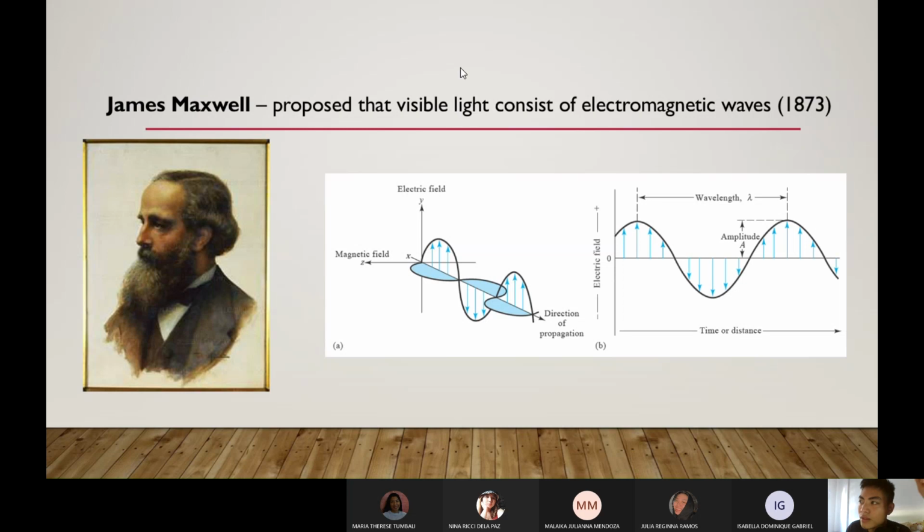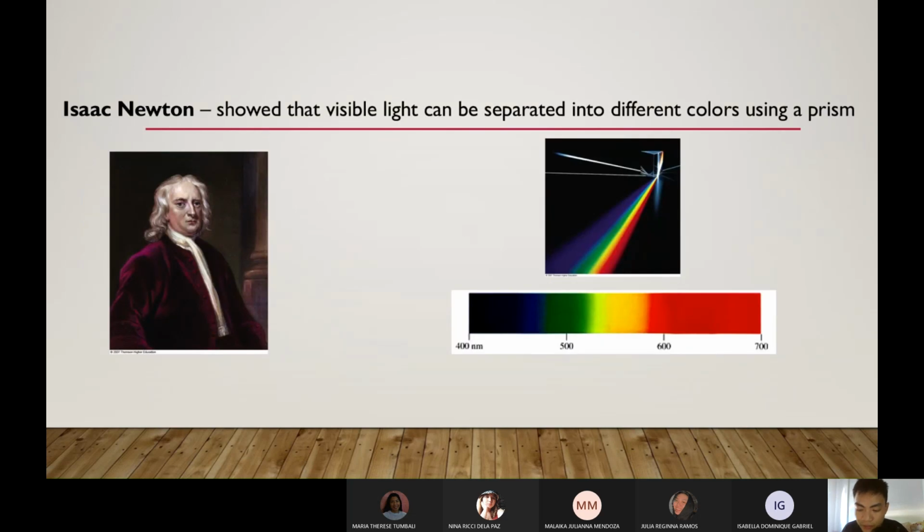So, yun yung idea ni James Maxwell. So, as you increase the energy, the wavelength becomes much smaller. Okay? Kaya if you decrease the energy, hindi ganun kaliit yung distances nila. Okay? So that's the idea of James Maxwell.